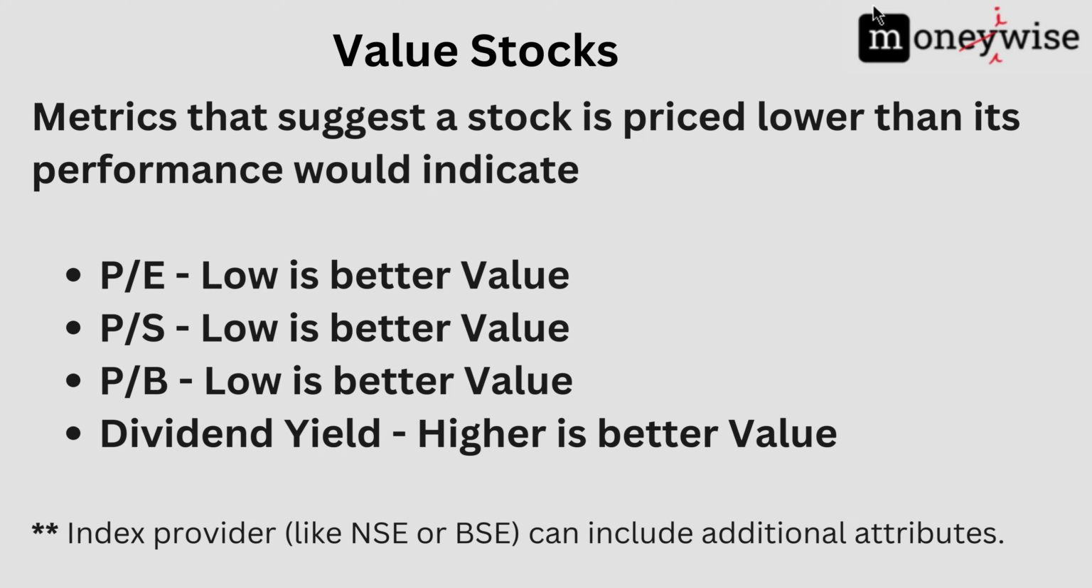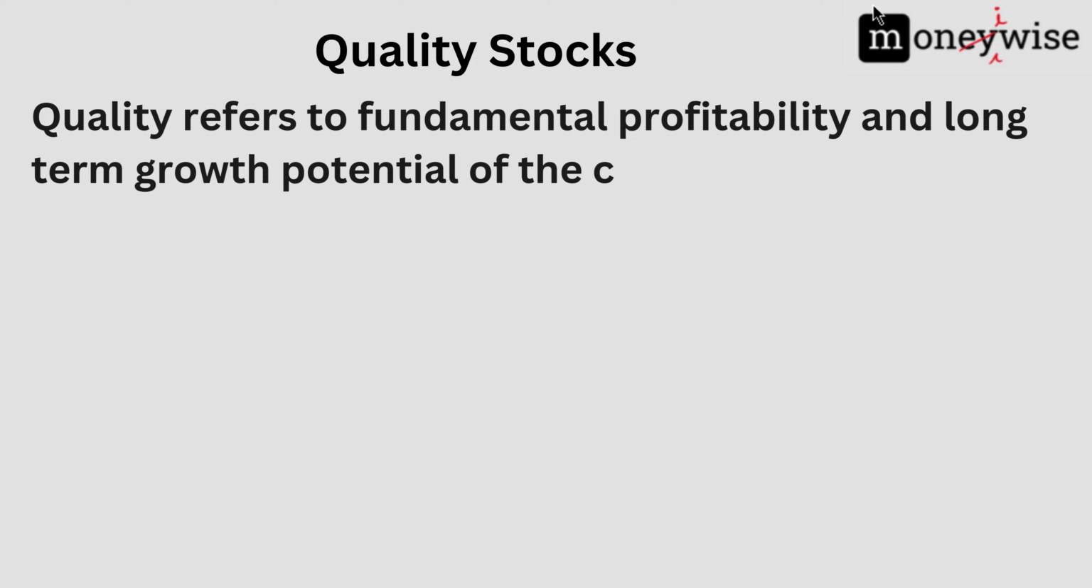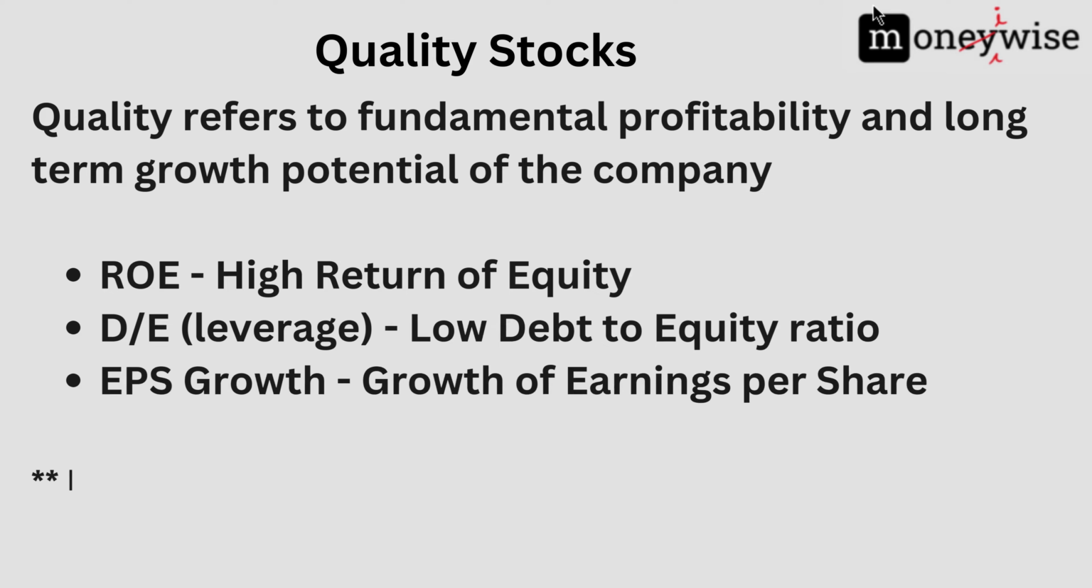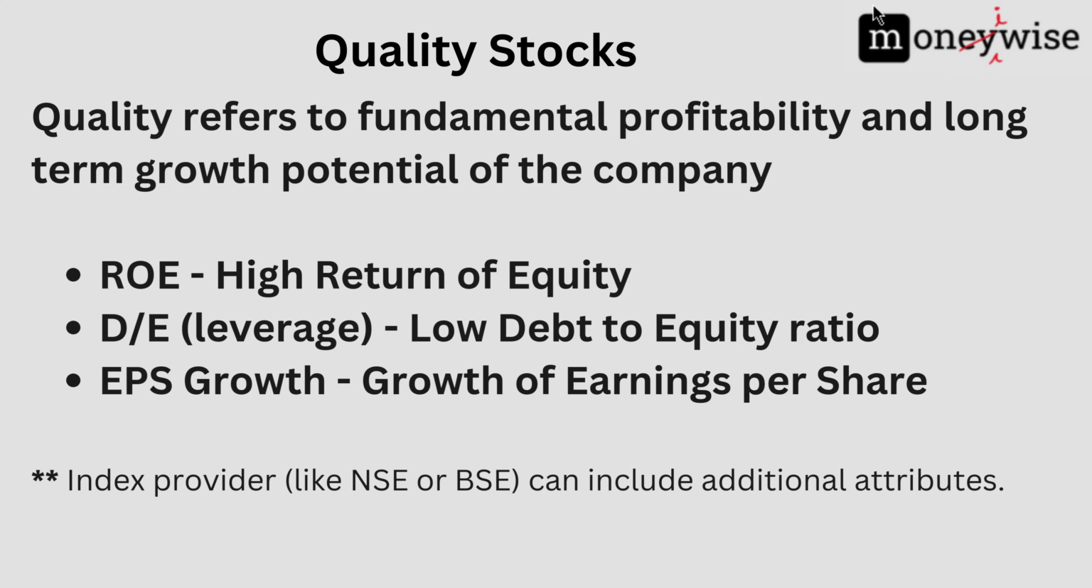Quality refers to fundamentals and the long-term growth potential of the company. A few sample quality parameters are ROE, financial leverage, EPS growth, etc. Again, based on these parameters, a quality score is assigned and top stocks are picked.